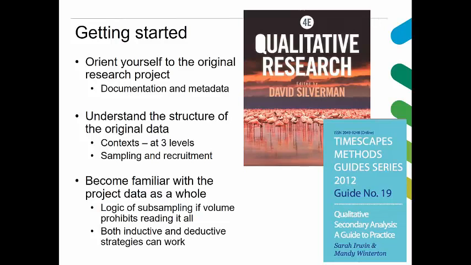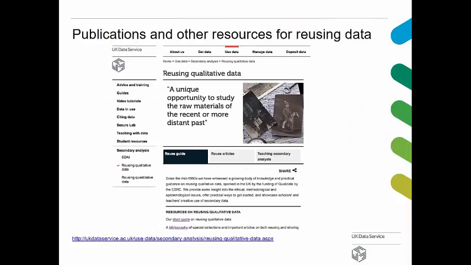There is also a Timescapes Methods guide series which is available online. So the one pictured here by Sarah Irwin and Mandy Winterton is short. It's just a few pages, but it's another great guide just to help you get started. And of course, there's other resources available through our website. So if you explore the Use Data tab, which is at the top of the page, and then select Secondary Analysis using the left-hand menu, you can find tips for reusing both quantitative and qualitative research. And here you can find there's a short guide as well as a bibliography of sources that can help you get started.